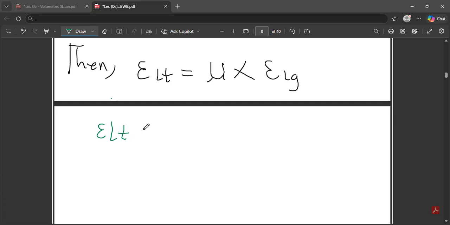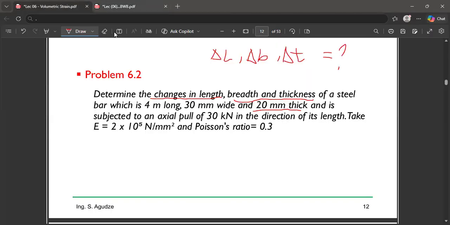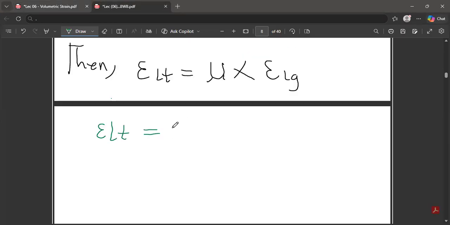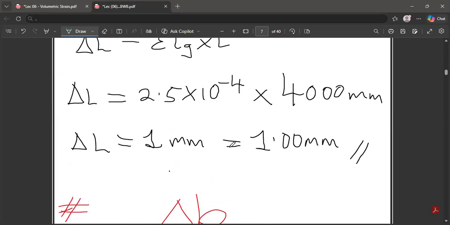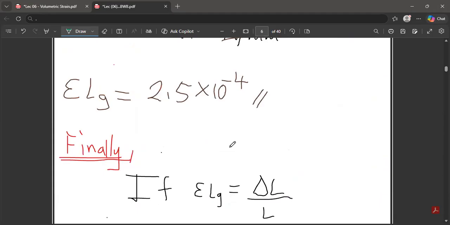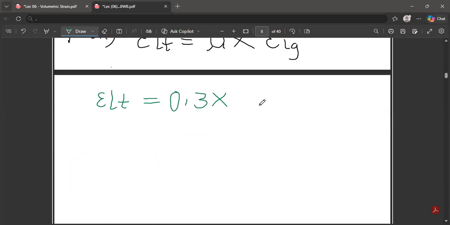Our lateral strain is equal to what? The Poisson ratio given to us in the question. Let's go back to the question. It was 0.3. You see, this is it over here. So it is 0.3 times the longitudinal strain. And for the longitudinal strain, what is the value we had? This is it, 2.5 times 10 exponent negative 4. Let's go and put it there.